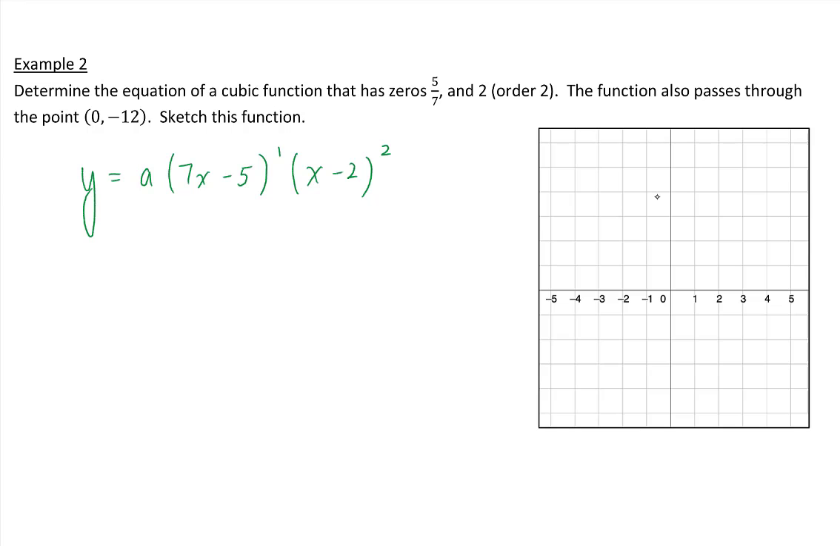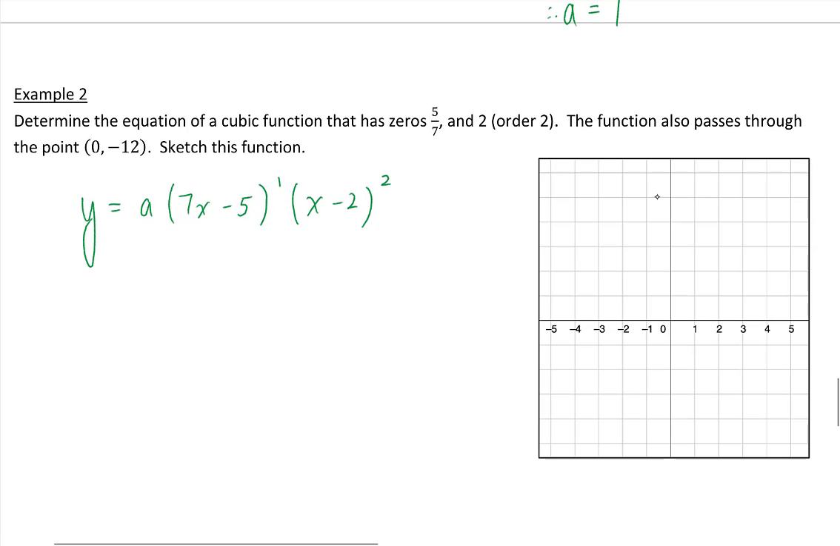So you might say, how did I get that? Well, let's work backwards. If I have 7x minus 5, and I know that's one of my zeros, if I move the 5 over, I get 7x is equal to 5, which gives me that x is 5/7. And similarly, if I have x minus 2 equals 0, and I move that over, I get x equals 2. So there is my 0 at 2, and there is my 0 at 5/7.